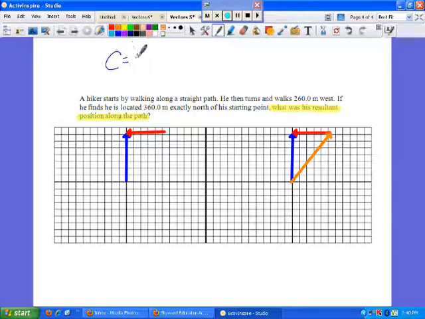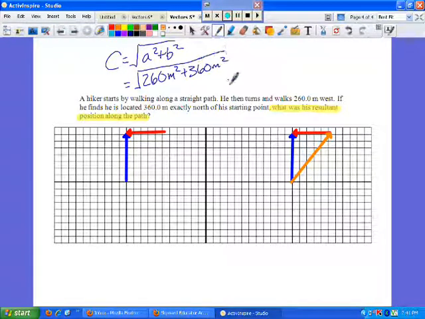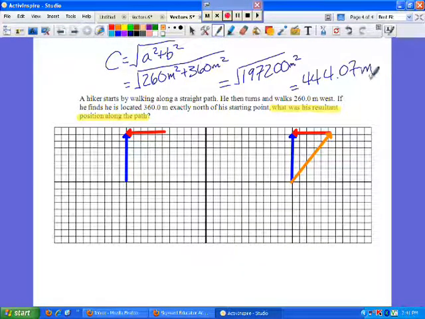To find the length of that, we again use the Pythagorean theorem. We know the two legs of this triangle. We know that first is the 260 meters that they traveled west, and the second is the 360 meters north of where they started. Plugging that in, we are able to then solve for the resultant vector, or I should say the first part of our hiker's trip, which has a distance of 444.07 meters.